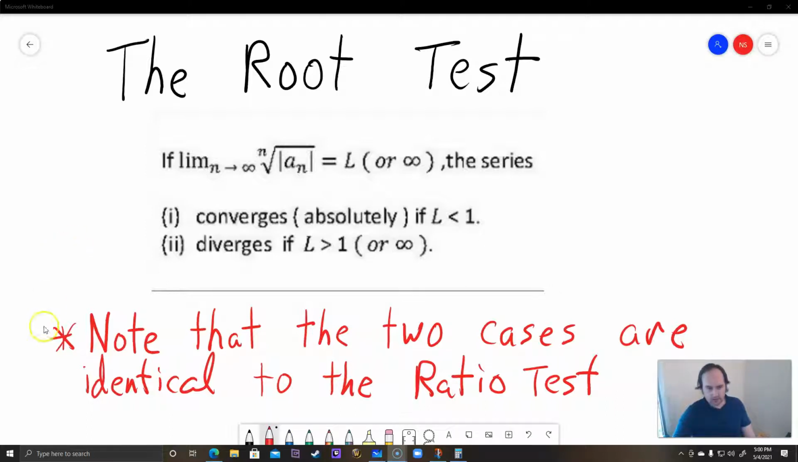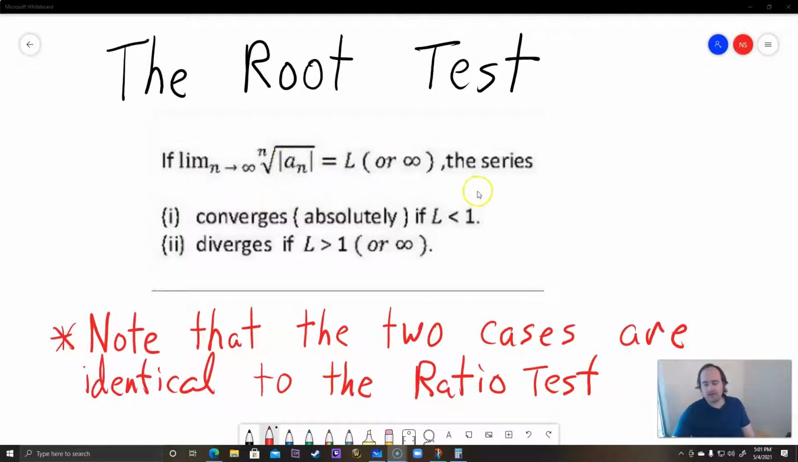The only difference with the root test is it's still the limit as n goes to infinity, but instead of having the ratio of absolute value of a sub n plus 1 over a sub n, you actually have the nth root of the absolute value of a sub n. So instead of a ratio, which is a fraction, you have an nth root. It works a lot the same way as a square root does. And notice that because it's an nth root, if you have powers, that nth root can cancel out with the nth power, which makes it easy to simplify for certain types of problems.